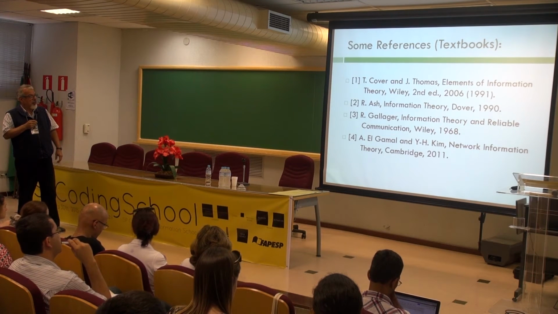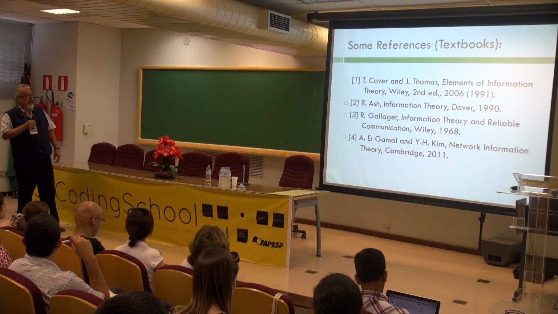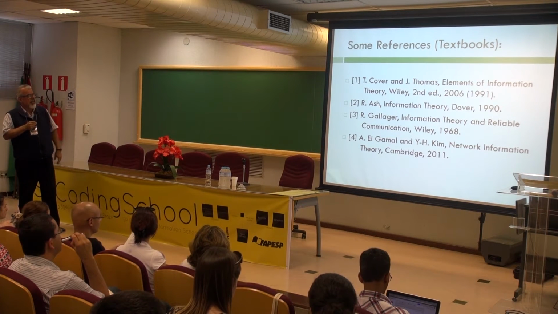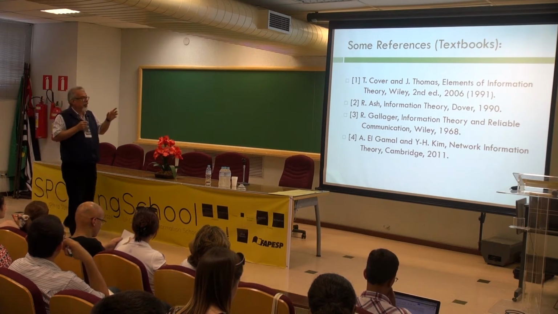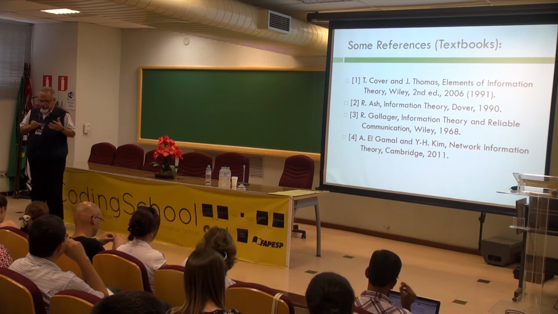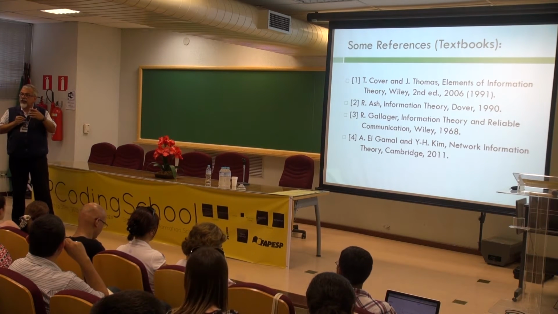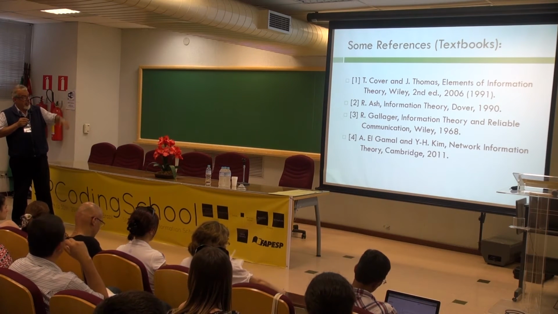Then there are a couple of books that are classics. One is the book by Ash that has a new edition by Dover. Dover published both books, and this came out in 1990, but the original book is much older, and has a very nice presentation of an approach to entropy that is based on postulates, on some axioms. It's an axiomatic approach to information theory and to entropy that I think is very nice.